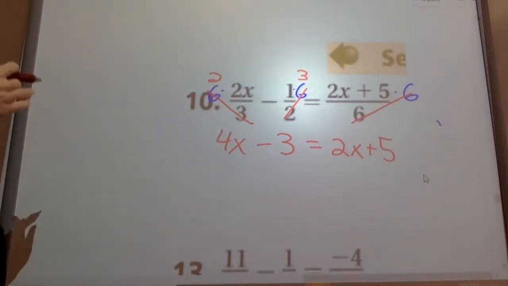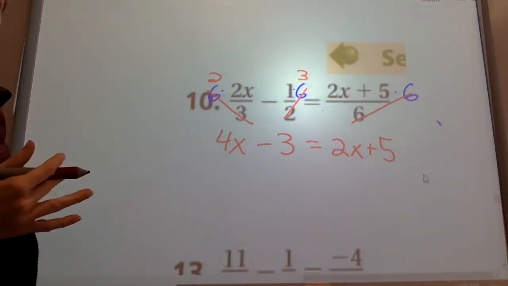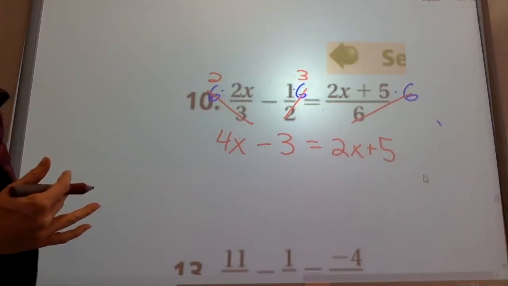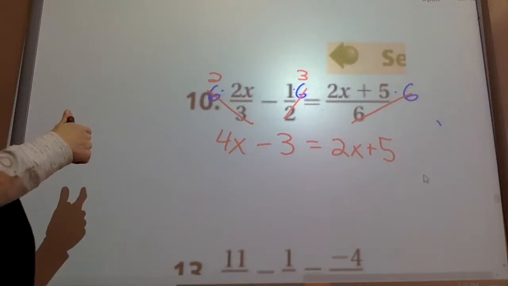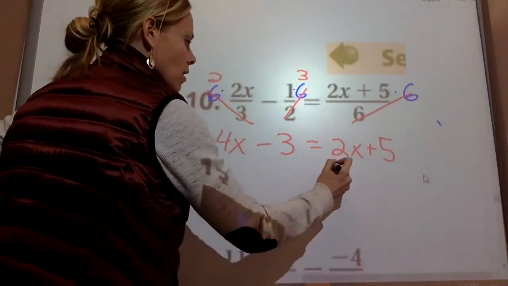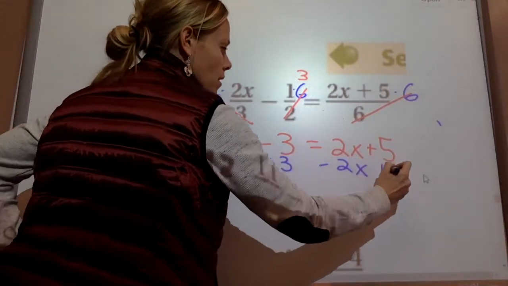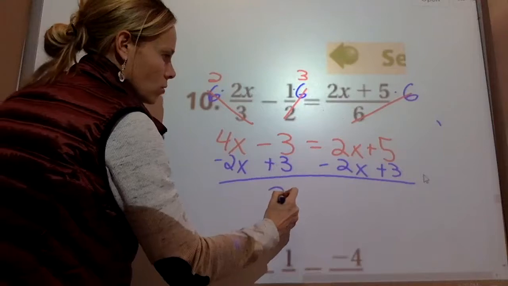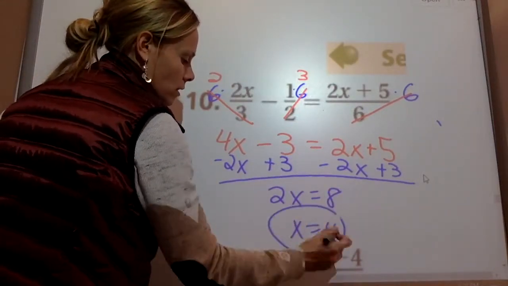So see how instead of doing multiple steps of multiplying, we can just do one step of multiplying and get rid of all the fractions? If you don't see that, that's fine. Just do the way we've been doing it. I just wanted to show you because some of you are ready for that. Get my x's on one side, get my constants on the other side. So 2x equals 8, so x is 4. Very good.